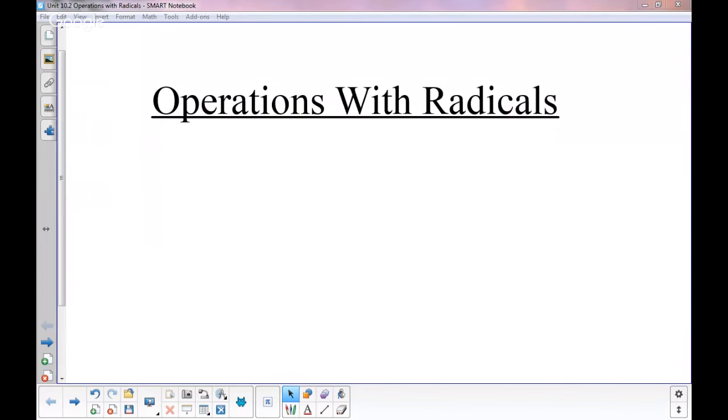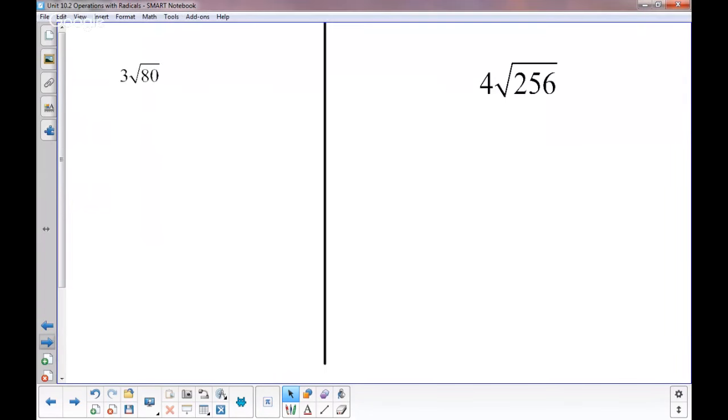All right, so today we're going to do operations with radicals. We're going to continue on with what we did before, which is simplifying, but we're also going to add in operations like multiplying and adding and subtracting. We'll save division for another day. All right, so let's go back over what we did before from last class. We are going to simplify radicals.